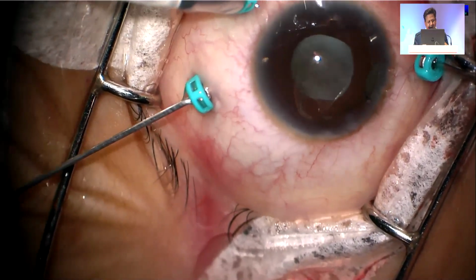So here now the lens matter is taken care of, the residual vitreous which is remaining in the periphery is taken care of, and the fluid air exchange is being done.